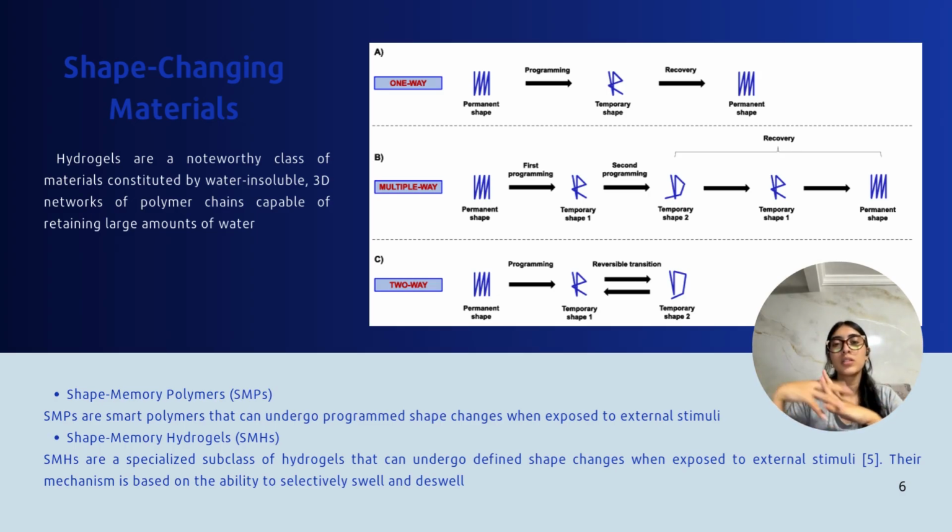One important group are shape memory polymers. These are smart polymers that can be programmed to return to a permanent shape after being deformed. Another group are shape memory hydrogels. These are hydrogels that change shape by swelling or shrinking, and they are especially useful in biomedical applications.